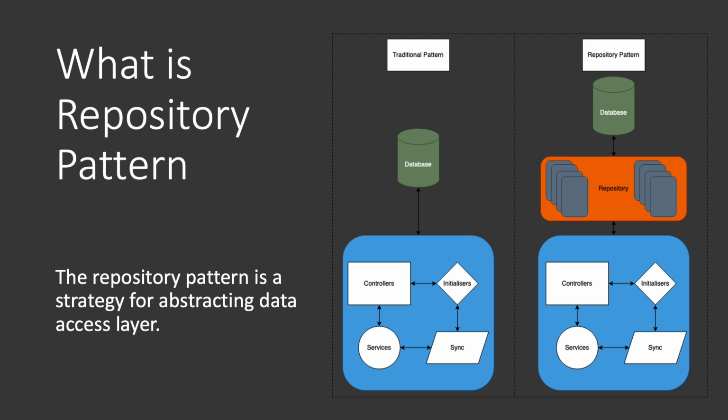So for example, if we're trying to get some information from the database, it will first go through the repository and then it will be sent back to the controller, for example, if it's requesting it. And if the controller wants something, it will need to communicate with the repo, and the repo will need to communicate with the database, and so on and so forth. So the repository will be able to handle all of the incoming and outgoing requests for the database and handle all of these connections, instead of having all of this logic embedded within the controllers, initializers, service, and sync.